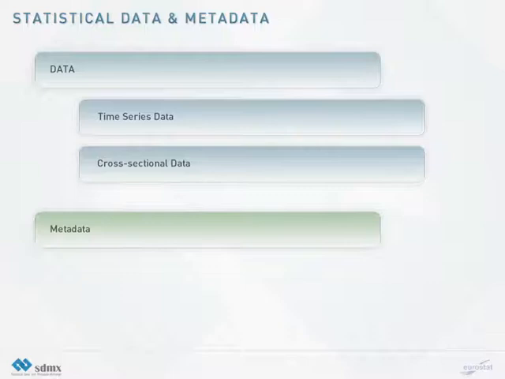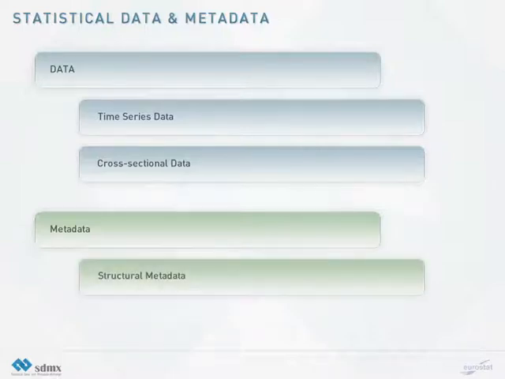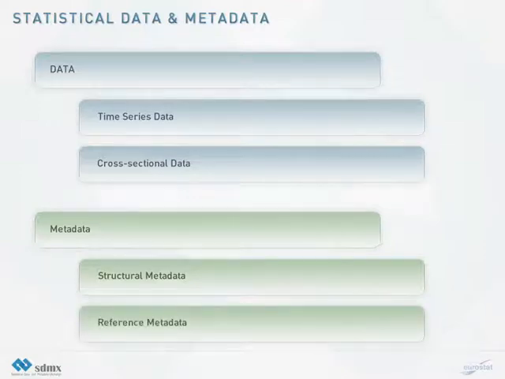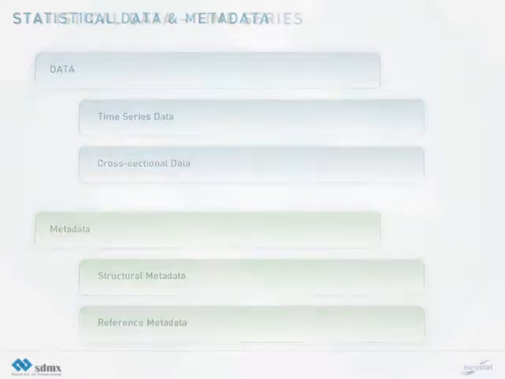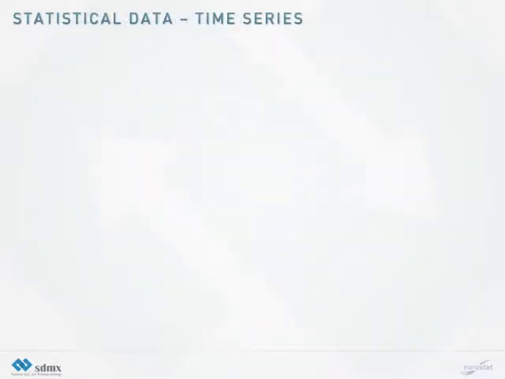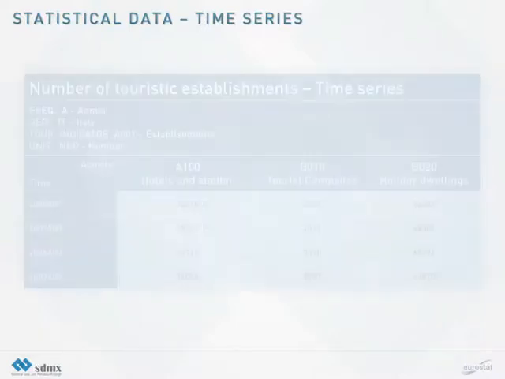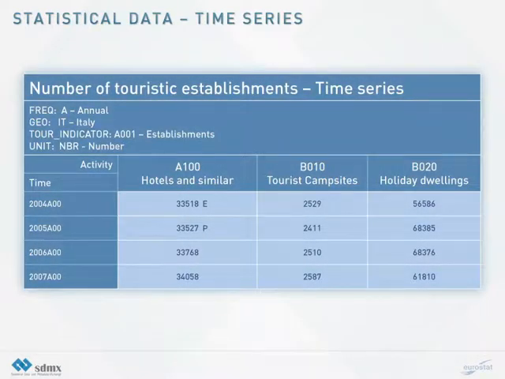Statistical metadata are divided in structural metadata, describing the structure of the table, and reference metadata, in our example, the methodological notes. Let's first consider the two different representations of the statistical data. This table shows statistical data of the tourism sector in a time series organization. The series in the first column contains the time dimension representing the annual series of observations for one country, for example, Italy.